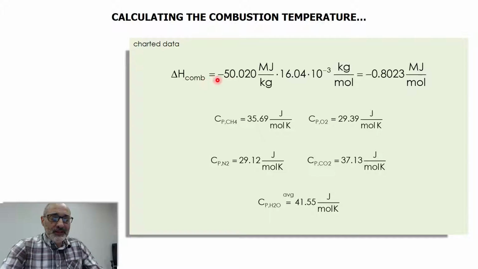So this is the data for methane. I'm just converting here, instead of using the combustion enthalpy per kilogram, it's easier to use it per mole. So I'm just multiplying by the molecular mass in order to convert this number from megajoules per kilogram to megajoules per mole of reaction. Just a simple calculation. Another parameter that we need is the specific heat at constant pressure.